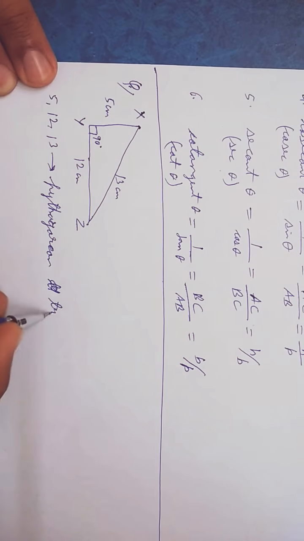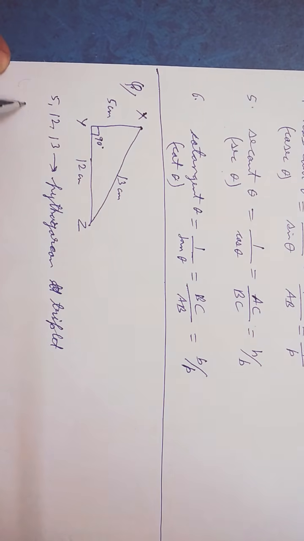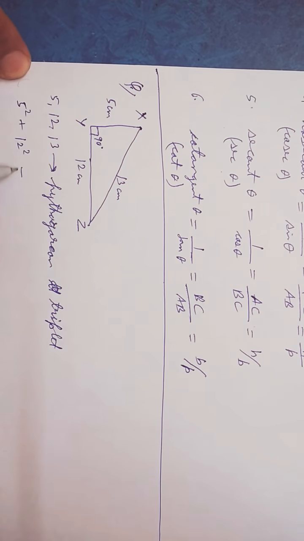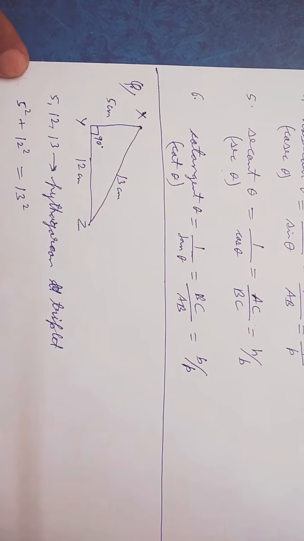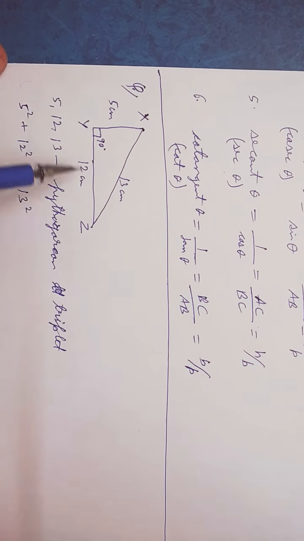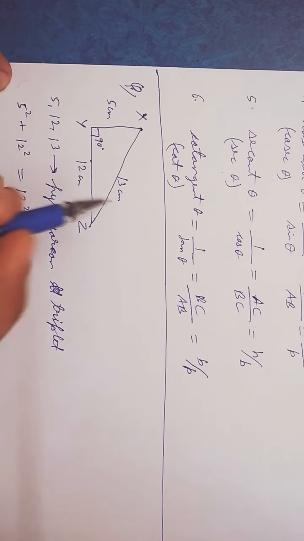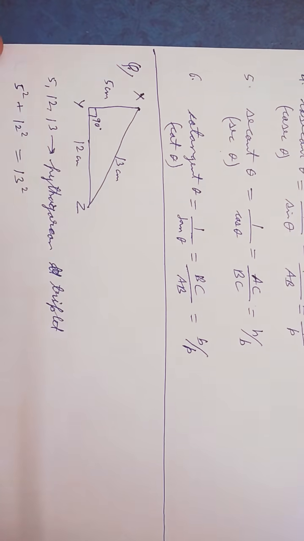Pythagorean triplets, if you know, are those in which the sum of the squares of two numbers is equal to the square of the third number. You can verify it for yourself: 5 square plus 12 square is equal to 13 square. And that is also possible in any right angle triangle having these sides.